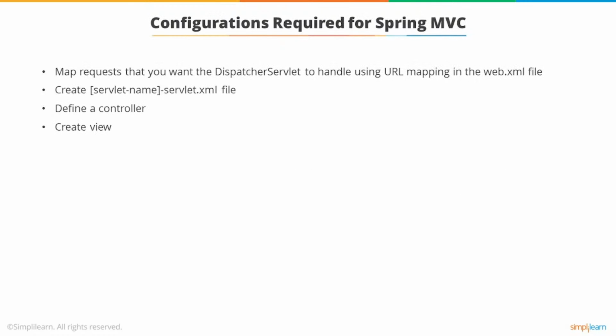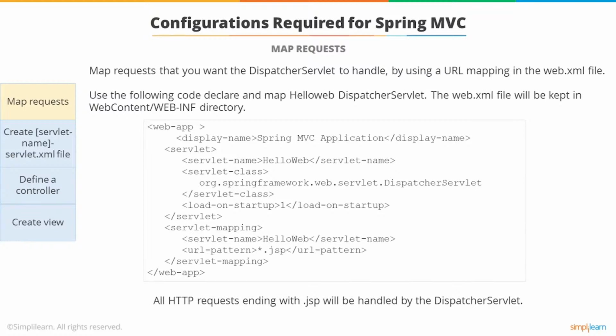Configurations required for Spring MVC. Map requests that you want the dispatcher servlet to handle using URL mapping in web.xml. Create the servlet-name-servlet.xml file. Define a controller. Create a view. So you map requests that you want the dispatcher servlet to handle by using URL mapping in the web.xml file. Use the following code. Declare the HelloWeb dispatcher servlet. The web.xml file will be kept in the WEB-INF directory.